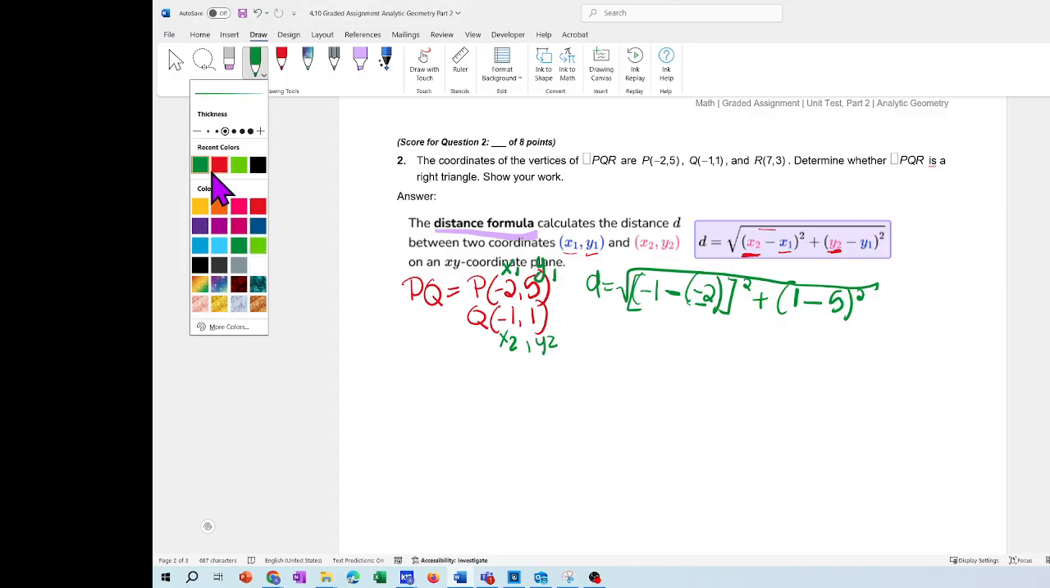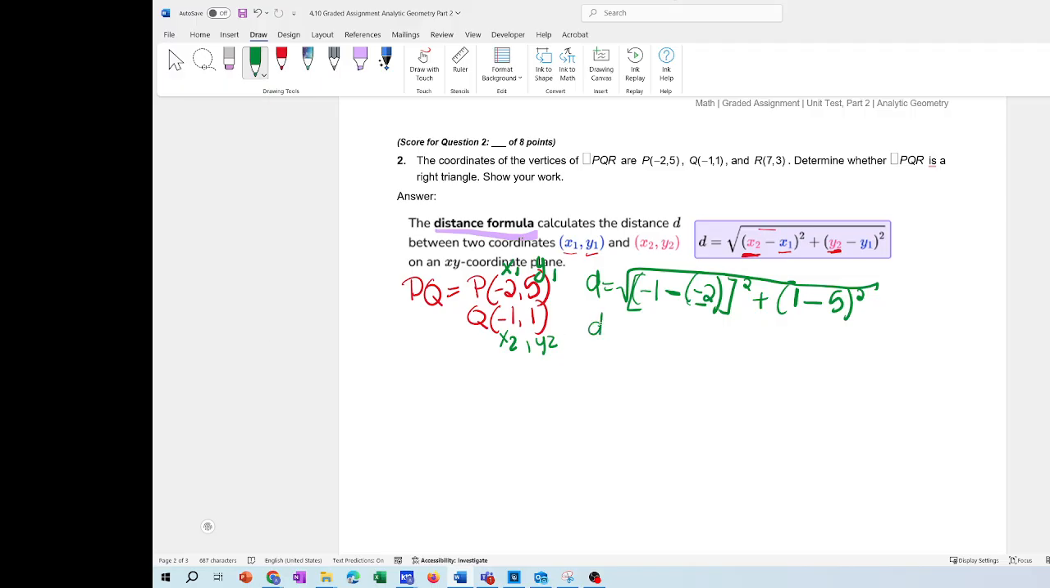Don't forget to do that. So now let's do this part. D equals, we need to combine like terms. Negative times negative is positive, right? So I'm going to have here negative 1 plus 2. We have different signs, so you subtract and you leave the sign of the highest number. So negative 1 plus 2 is 1. So 1 squared plus 1 minus 5, different signs, so I subtract and leave the sign of the highest number. So it's going to be negative 4 squared.